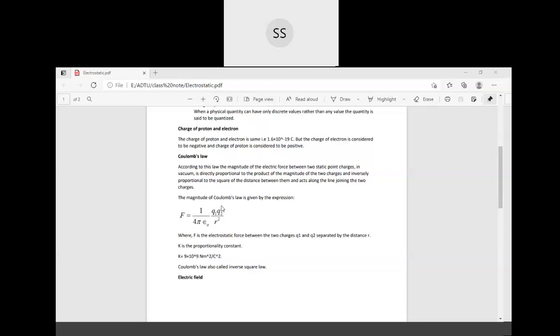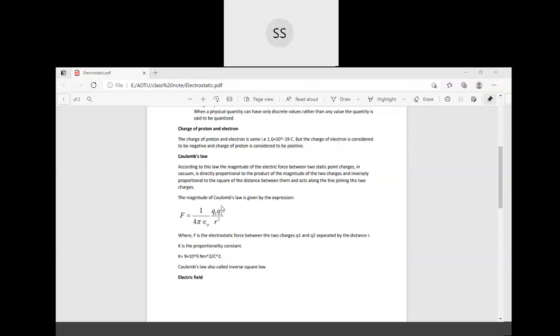The amount of force always depends on the magnitude, whether the force is small or greater. So F is proportional to Q1 Q2. That is the first point. The second point is that the force is inversely proportional to the square of the distance between them.